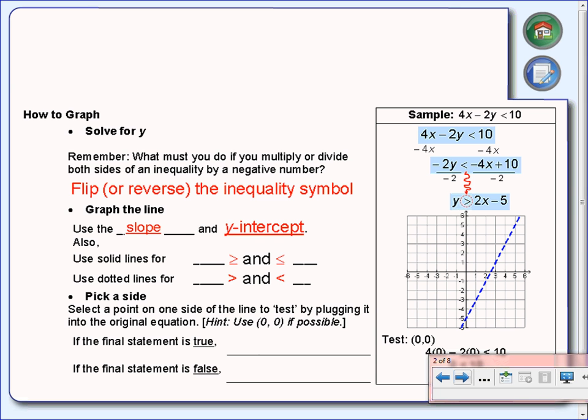And we'll talk about what the difference is here in a minute. Why is one a solid? Why is one a dot? What's the difference? We'll talk about that here in a second. Keep in mind, we're also going to have some shading on these inequalities.